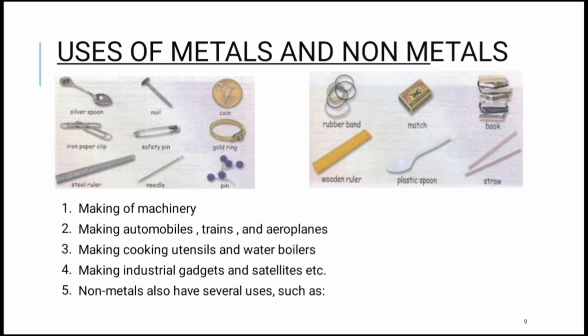Metals are used in machinery, automobiles, trains, aeroplanes, bikes and so on. They are also used in cooking utensils and water boilers. They are used in industrial gadgets. They are also used in satellites.